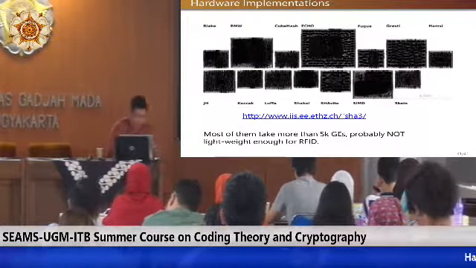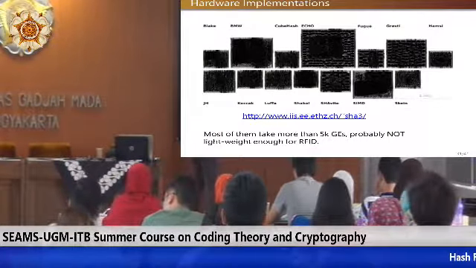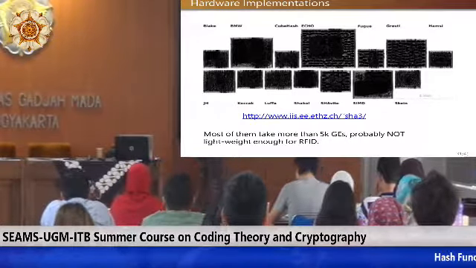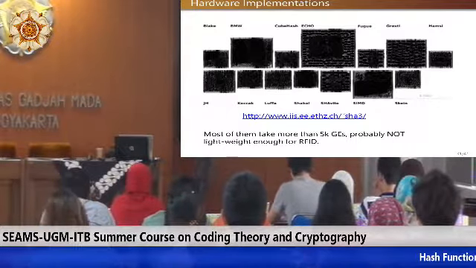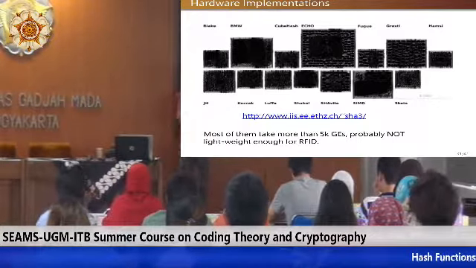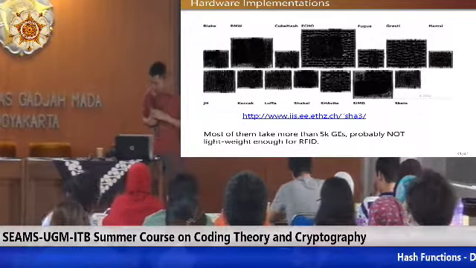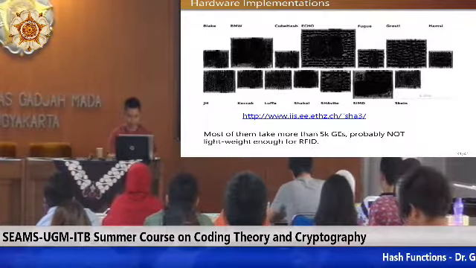So you can see the smaller squares represent smaller area. You can see CubeHash, which is an ARX design, is really small. And Keccak is very small as well because it's an RX design. There's no addition actually. Addition takes lots of area. It doesn't have addition, so it's very small.